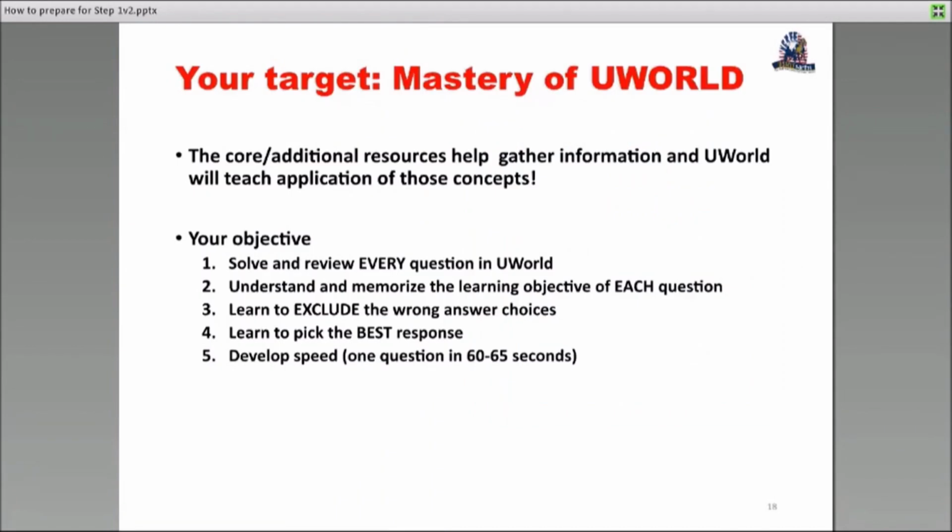The core and the additional resources that you use, like First Aid, will help you gather the information, and UWorld will teach you the application of these concepts. If you can achieve mastery over UWorld, you will absolutely ace the exam. The objective should be to solve and review every question in UWorld. Let me repeat, solve and review each and every question in UWorld.